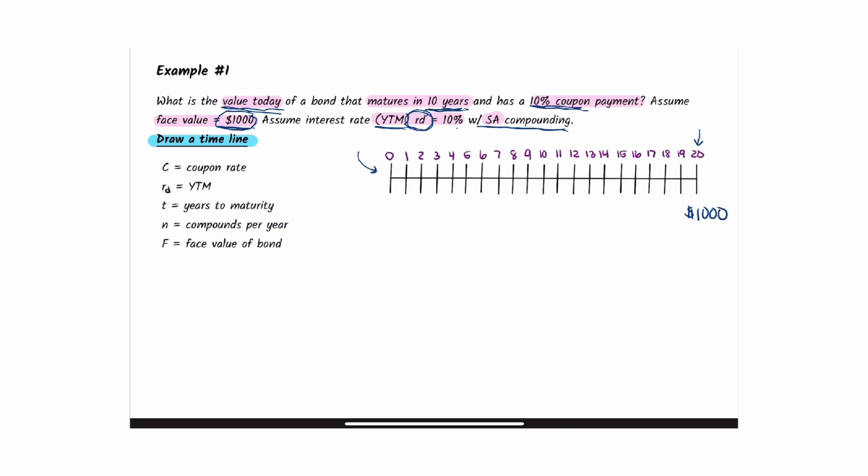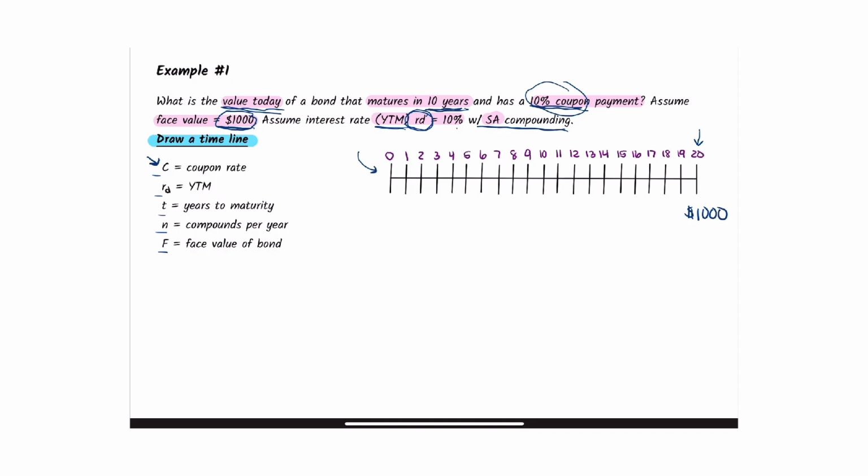And we have a 10% coupon payment, and we're going to calculate those coupon payments as well. So if we look, we have our timeline drawn already, and if we look at our variables here, we have a coupon rate, we have the RD, which is the yield to maturity, T, the number of years to maturity, N is the number of compound periods per year, and F is the face value of the bond. Let's dig in a little bit deeper into this.